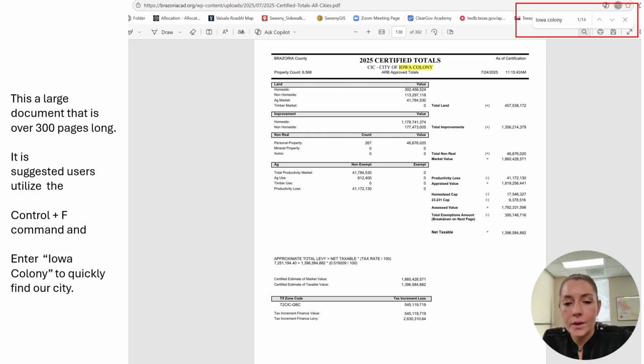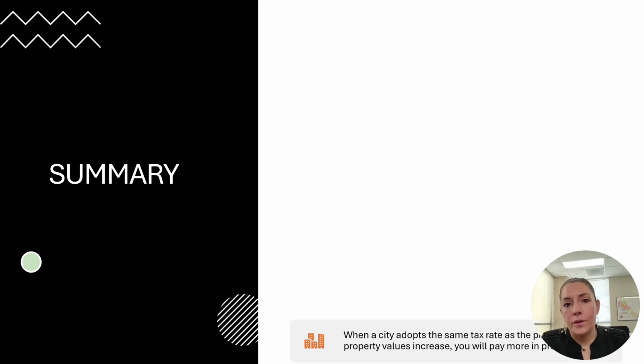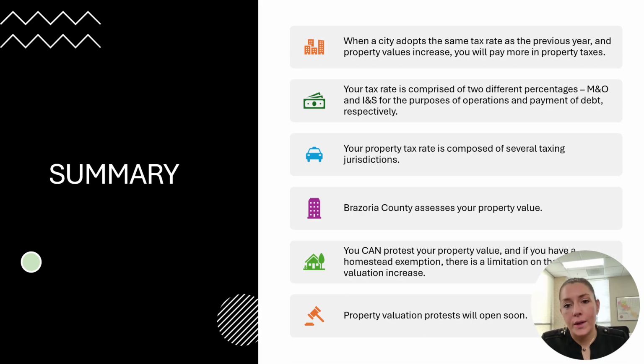And you can see it's very small on my screen, but it's just shy of $1.4 billion. So that's our city's total property valuation. So in summary, I just want to close out with the points we've made here: if the city adopts the same tax rate as the year before, and your property valuation has increased, you will pay more in taxes.